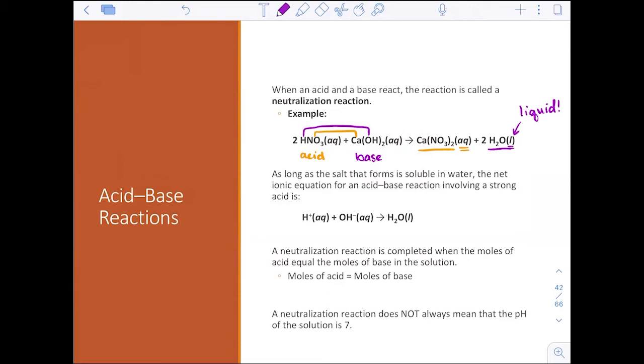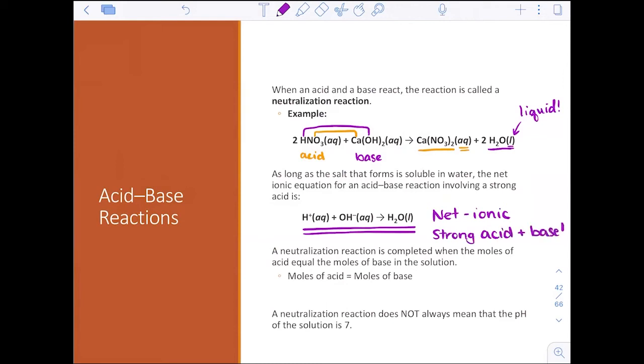As long as the salt that forms is soluble in water, the net ionic reaction for a strong acid and a strong base will always be this. This is a good thing to note for a net ionic reaction between a strong acid and a strong base.